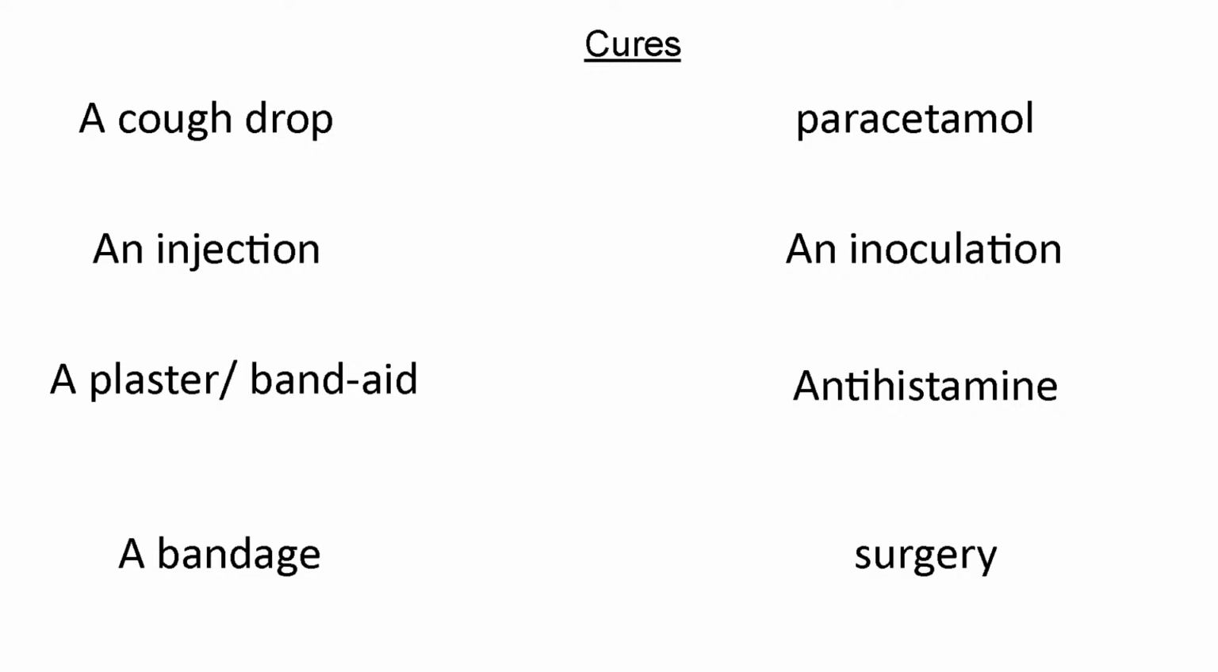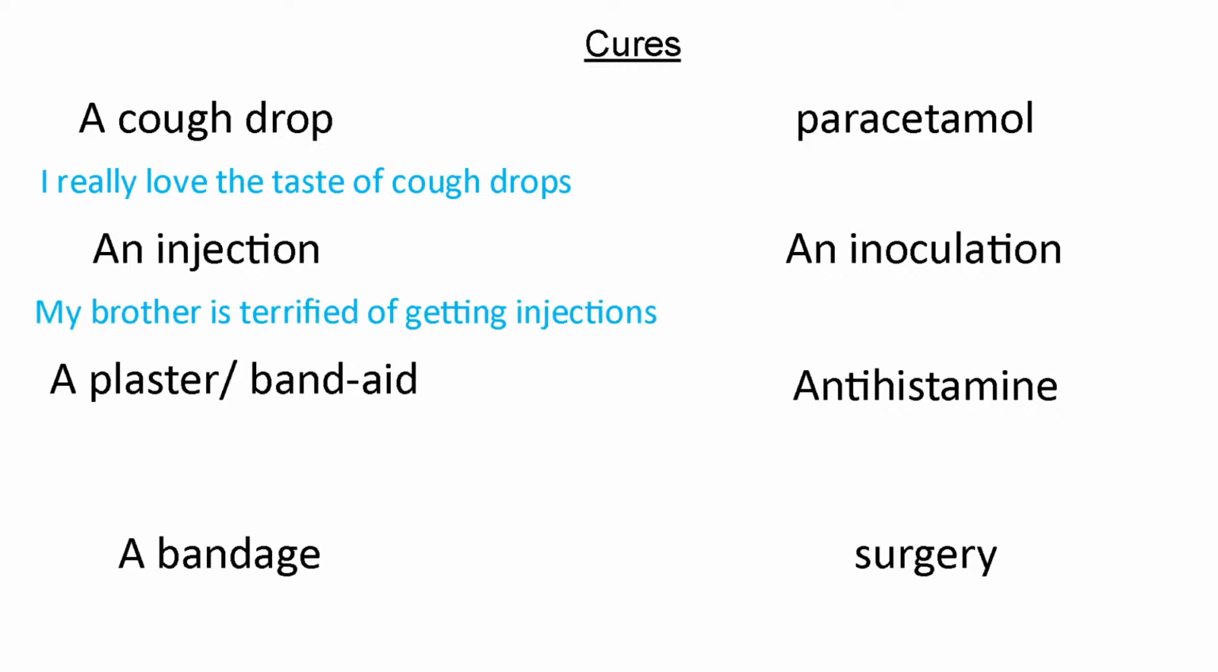We should be doing this for each part of the mind map, but this is writing example sentences. So for example, I really love the taste of cough drops. Some people do. So I'm trying to use the new vocabulary in context. So an injection. My brother is terrified of getting injections. It's true, he doesn't like them at all. So terrified of getting injections, this is a good phrase as well. So I'm practicing using new vocabulary.